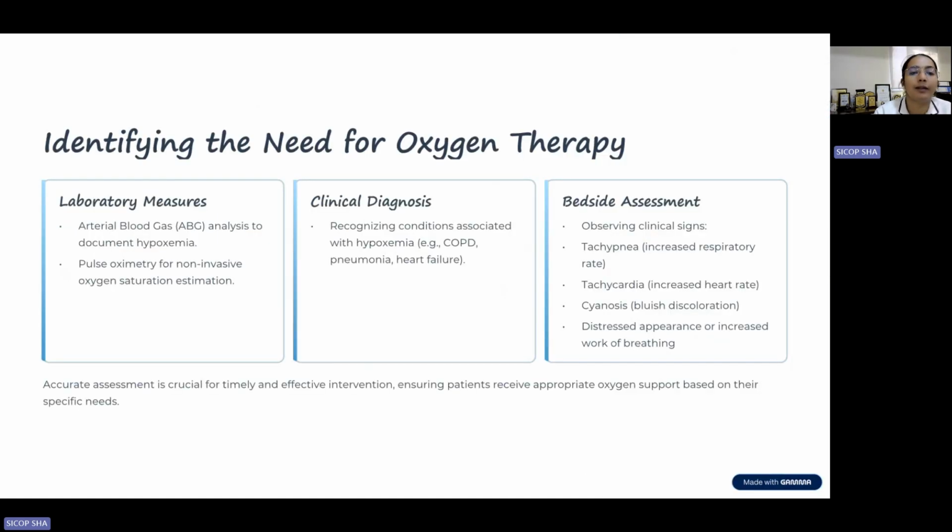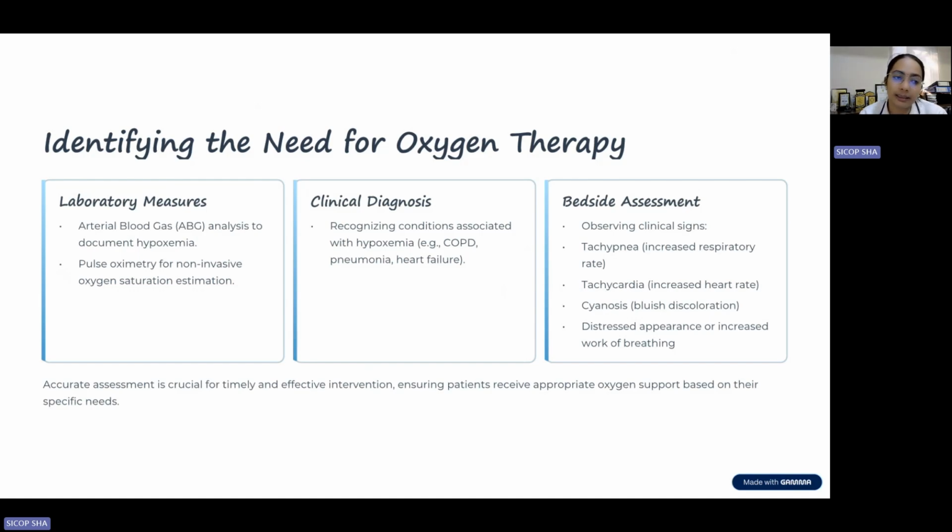So let's start by understanding what is the need of oxygen therapy. We need to identify when we need to give supplemental oxygen. Let's treat oxygen here as a drug. It has its own side effects and it needs precise dosing. So again, we need to have specific indications for as and when we need oxygen therapy. Let's identify the need.